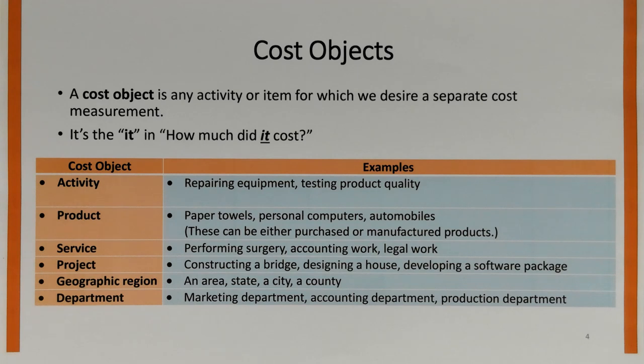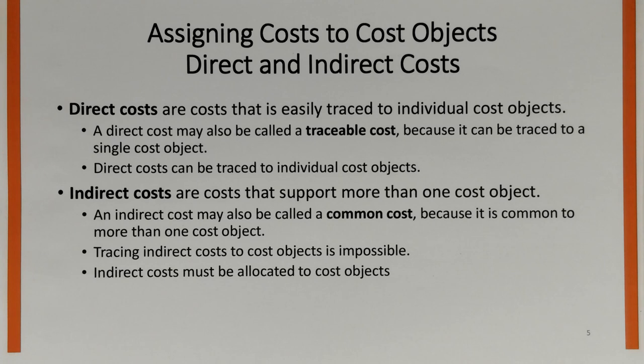So we often wonder how much it cost, and the cost object is the it in how much did it cost. With respect to cost objects, some costs are direct cost and others are indirect cost. A direct cost is the cost that can easily be traced to individual cost objects. The cost may also be called a traceable cost because we can trace the cost to a single cost object. Indirect costs are costs that support more than one cost object. An indirect cost may also be called a common cost because it is common to more than one cost object. Tracing indirect cost to cost objects is impossible. And because it's impossible, we're forced to allocate the indirect cost to cost objects if we want to add the cost to the cost objects at all.